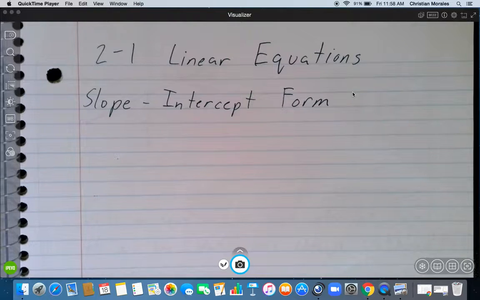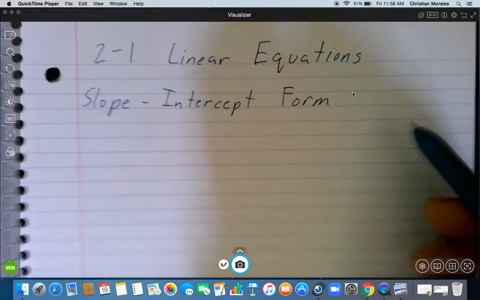And gentlemen, we are starting chapter 2. So this is an intro to chapter 2. Everything about chapter 2 has to do with linear equations, basically straight lines, and how we graph them, how we write them in equations, all kinds of things.